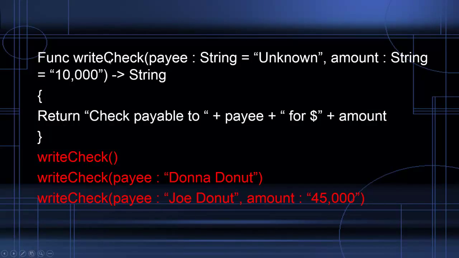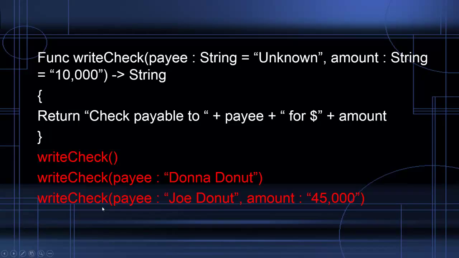The check writing function, so here's the function, it's going to write the check. The first variable is going to be payee, and it's going to be a string. If it's not supplied, use the word unknown. And then create the amount, which is going to be the second variable, and that's going to be a string. If it's not supplied, it's going to be $10,000. And it's going to return a string, and then return check payable to unknown for $10,000.